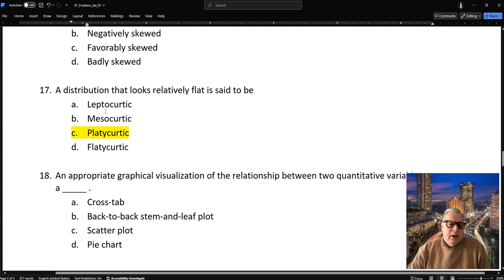Meso would be normal and leptokurtic would be very flat.